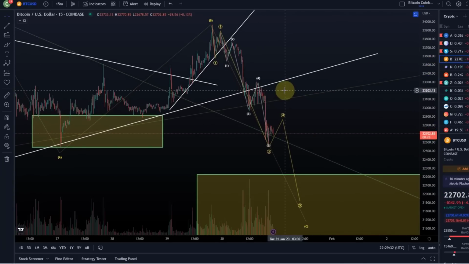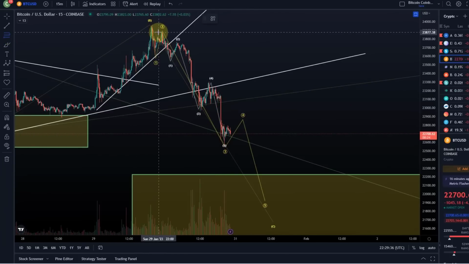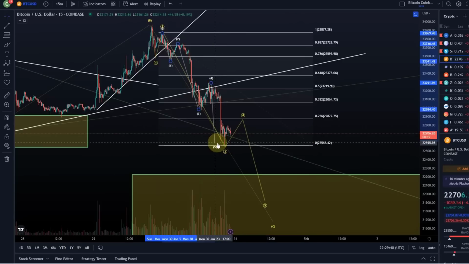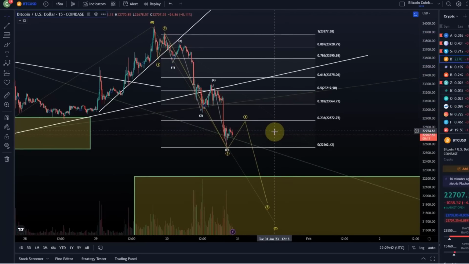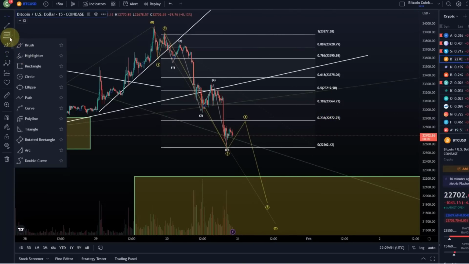And what would be the target here for the 4th wave? In yellow, take the length of the 3rd wave. And yeah, here we look at, normally a minimum retracement of the 23.6 fib, 22.87k. It would be the minimum.